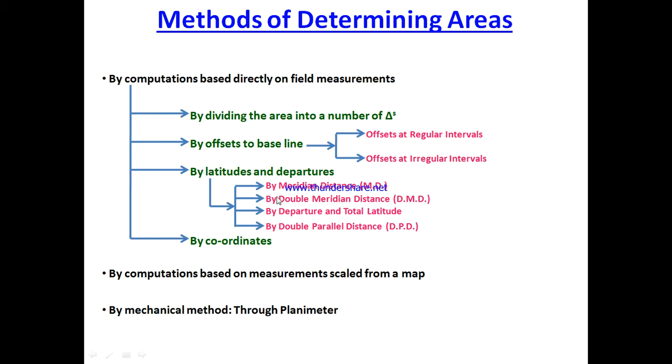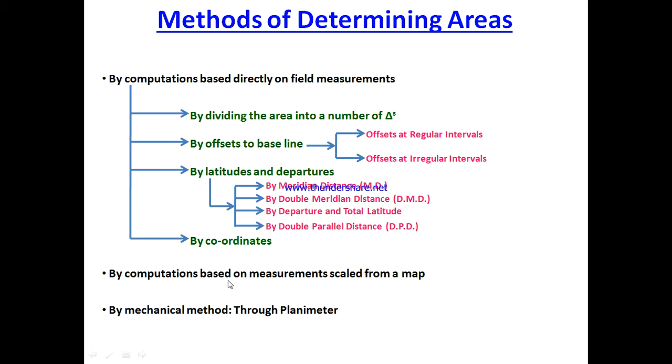Suppose if you have latitude and departure value, or length of the survey line and bearing of the survey line values, then first we can calculate the latitude, which will always be equal to L cos theta and is measured in the y axis, and departure as L sin theta in the x axis.